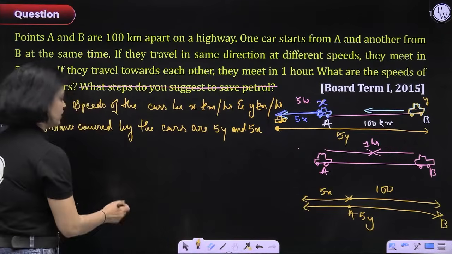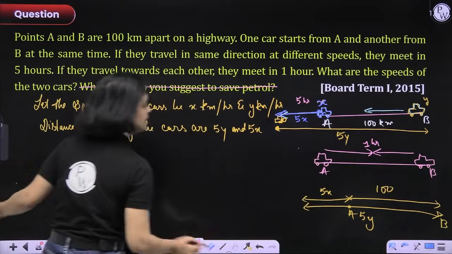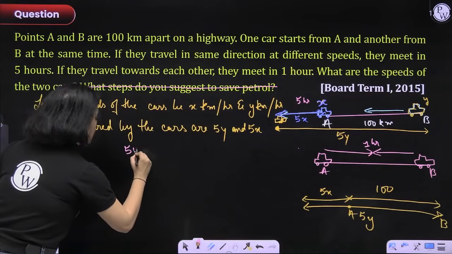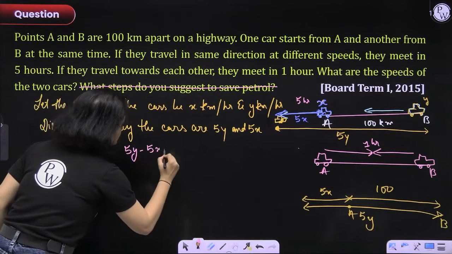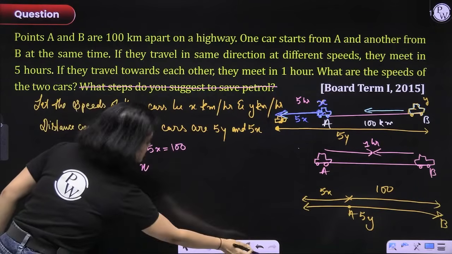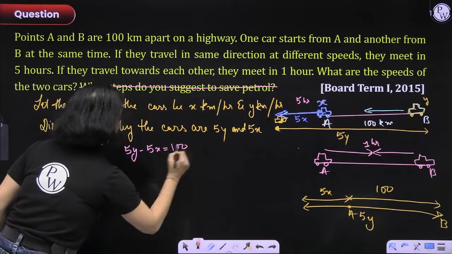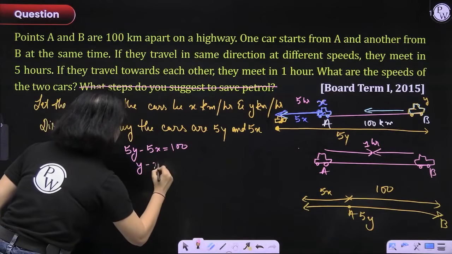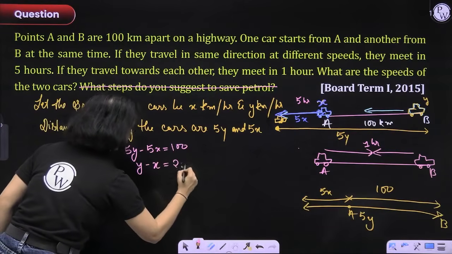Okay, so I'll write it here, everyone. This is the first equation. 5y minus 5x is equal to 100. So from here, y minus x is equal to 25. Y minus x is equal to 20. Sorry, my fault everyone, 20.